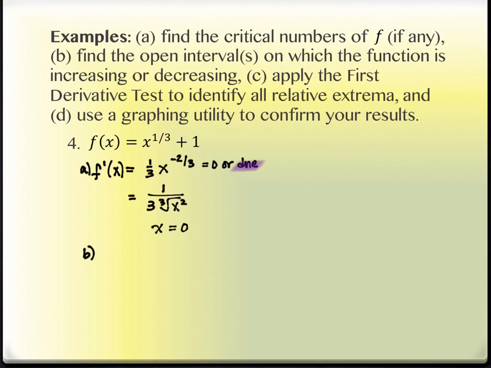Part B is to create a sign chart. So the sign chart has only the number 0 on it, and we'll test numbers on either side. So let's test the number negative 15 and positive 15, just for fun. Okay, negative 15. That's okay. Positive 15.